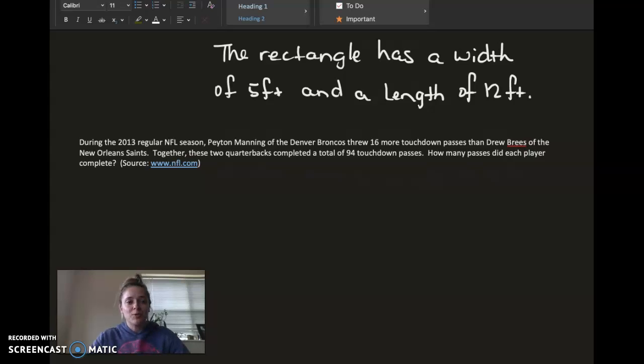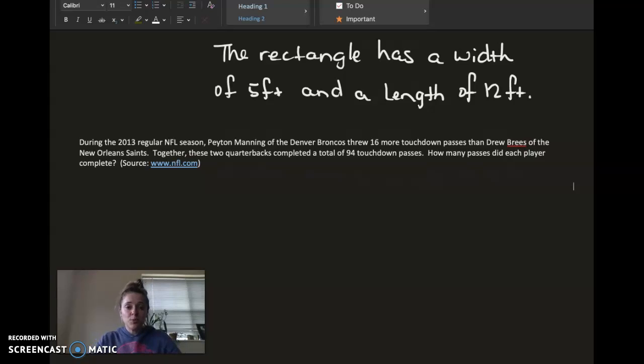Consider the following problem. During the 2013 regular NFL season, Peyton Manning of the Denver Broncos threw 16 more touchdown passes than Drew Brees of the New Orleans Saints. Together, these two quarterbacks completed a total of 94 touchdown passes. How many passes did each player complete?